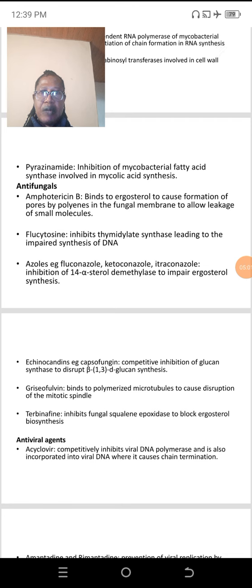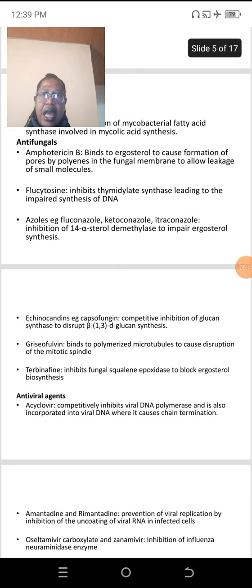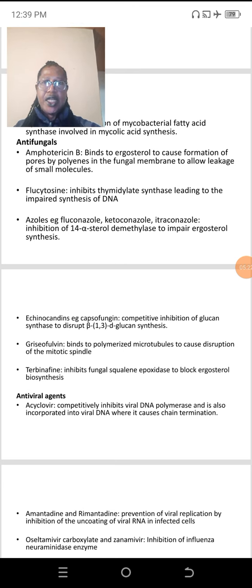Then the echinocandins, example of which is caspofungin. These are competitive inhibitors of glucan synthase to disrupt beta-1,3-D-glucan synthesis. Griseofulvin binds to polymerized microtubules to cause disruption of the mitotic spindle. Terbinafine acts by inhibiting fungal squalene epoxidase to block ergosterol synthesis.